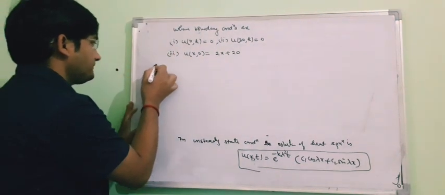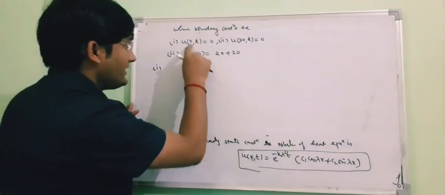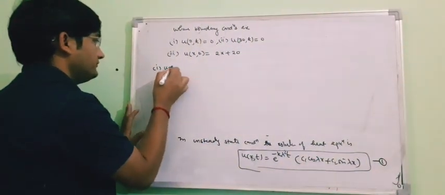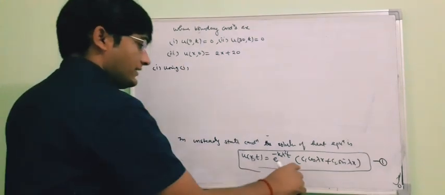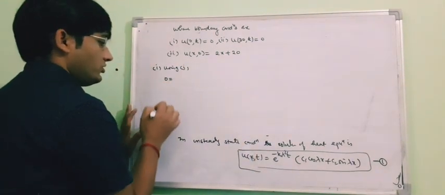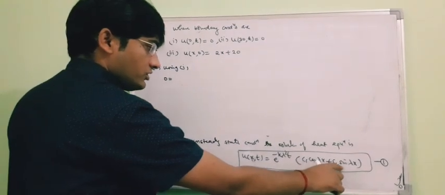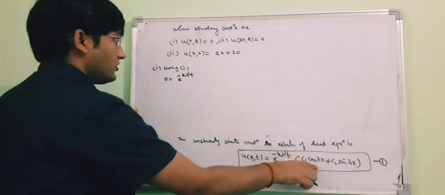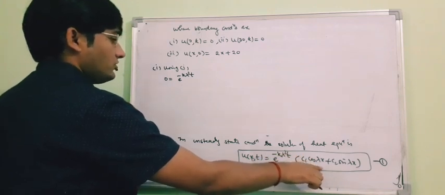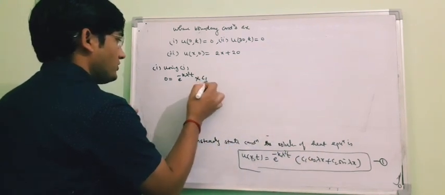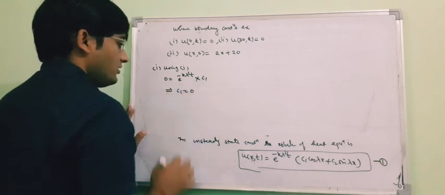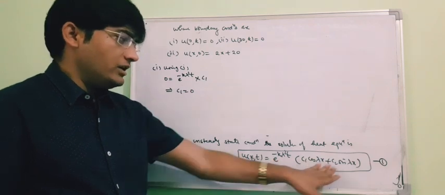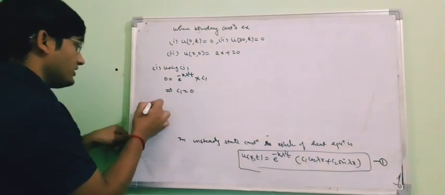Now using the first condition, when your x is 0, your temperature is 0, so C1 is 0, since cos 0 is 1. So now C1 is 0, so our solution will be e to the power minus k lambda square t into C2 sin lambda x.